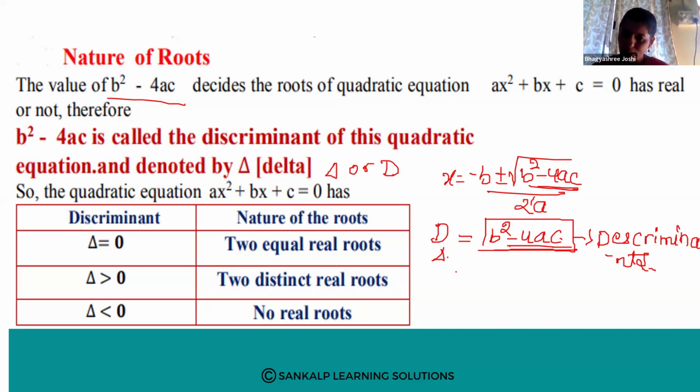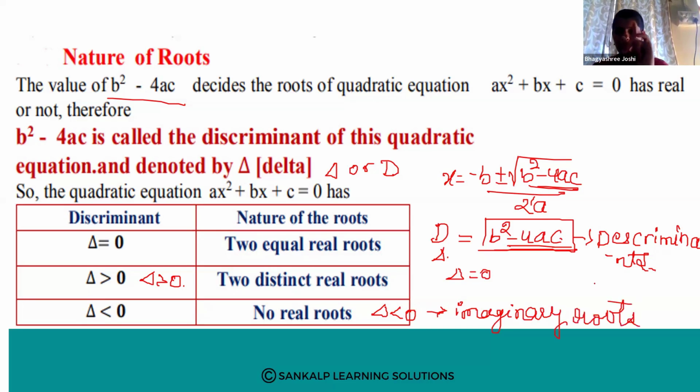If D or delta is equal to 0, then the nature of roots is two equal roots. If delta is greater than 0, that means two distinct real roots exist. If delta is less than 0, that means no real roots. This is also called imaginary roots.